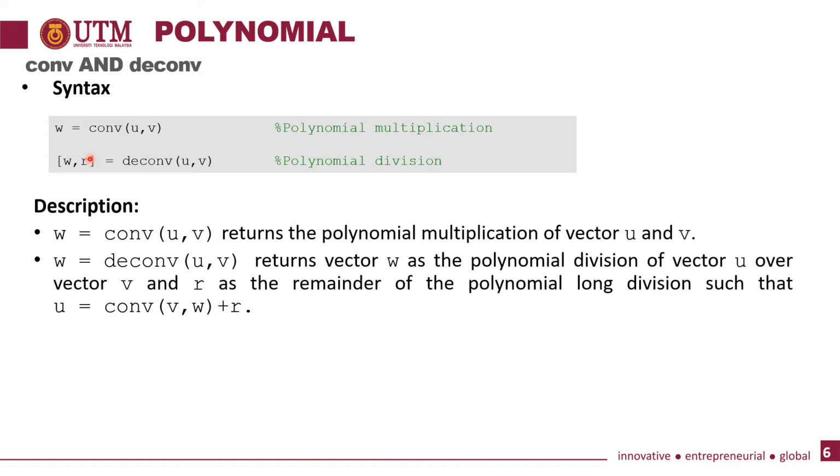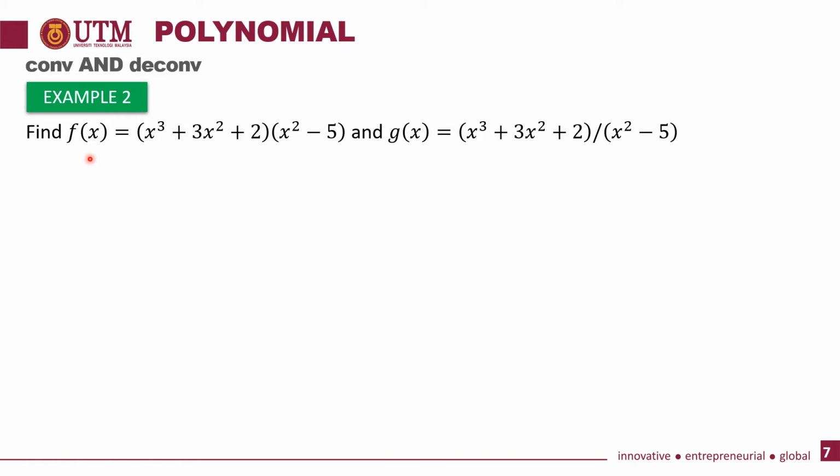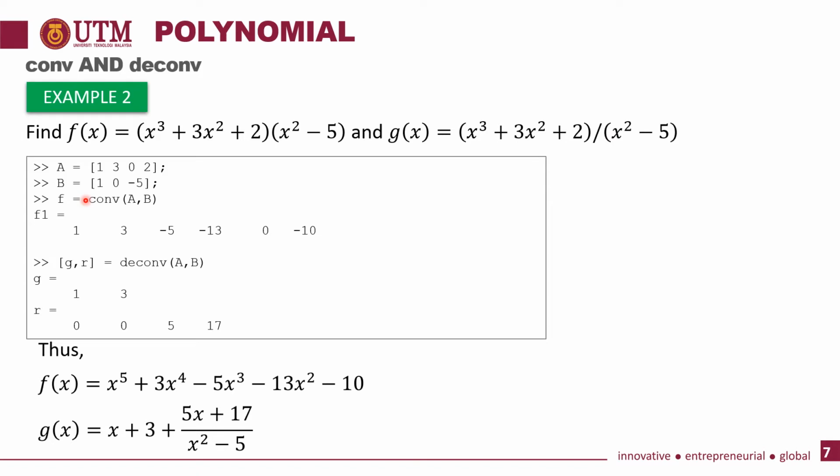Okay, so now let's take a look at example number 2, which shows two different operations. This is the polynomial expression x to the power of 3 plus 3x to the power of 2 plus 2, multiplied by x to the power of 2 minus 5, and in this one the expression is similar, but the operation is different. This one is multiplication and this one is division. So this is how you find the multiplication and division for polynomial expressions.